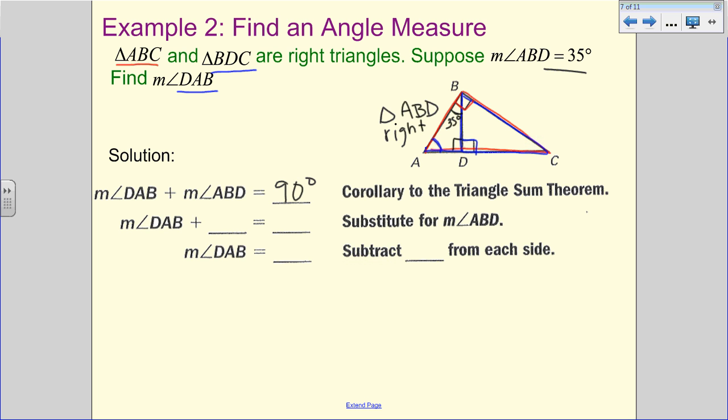We're going to substitute in the measure that they gave us of 35 degrees, and that equals 90. We then have to subtract 35 degrees from each side, and so we get the measure of angle DAB is equal to 55 degrees. But we've got to make sure that we recognize here that we also have a 90-degree angle. So we've got this linear pair with one of them being 90, that means the other has to be 90.